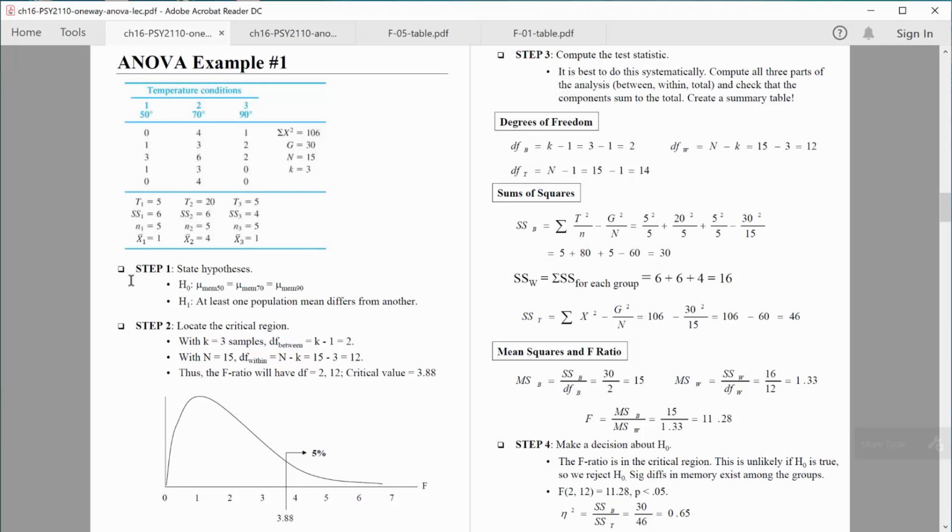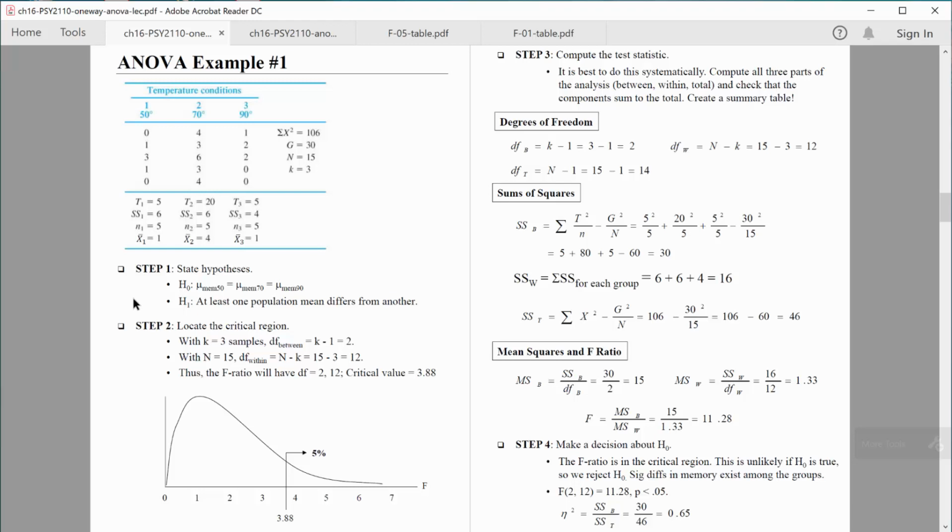All right, so let's start at step one. Remember, we always have two competing hypotheses, a null hypothesis and an alternative hypothesis. The null hypothesis is going to state that the populations that these three samples represent are equal. There's no differences. So I put down that the population mean for the memory scores for the people in the 50-degree room is equal to the population mean memory scores for the people in the 70-degree room, which is equal to the population mean memory score for the people in the 90-degree room. In other words, temperature of the room has no effect.